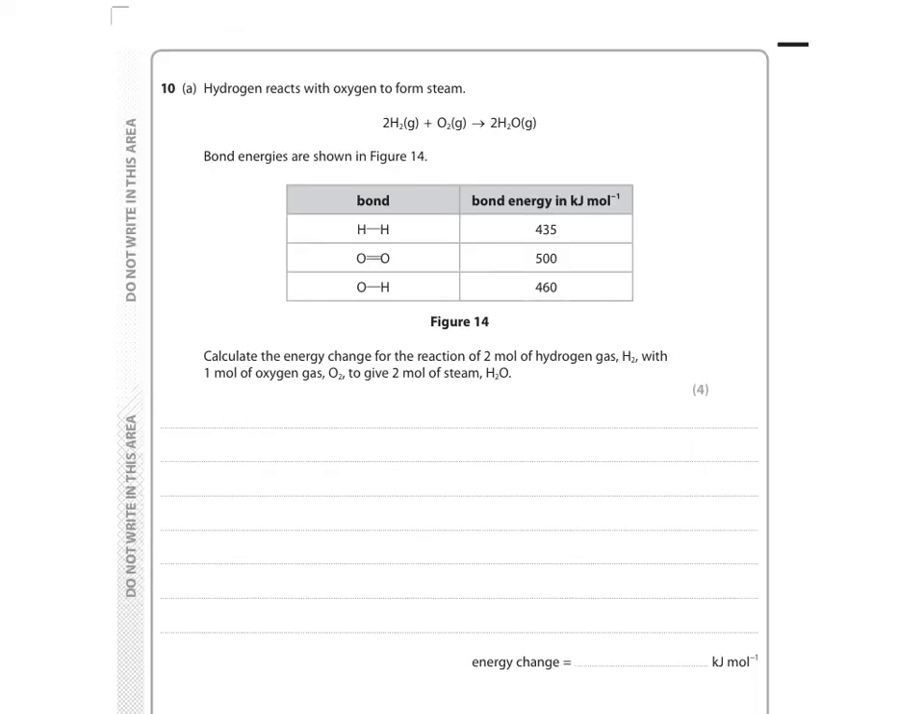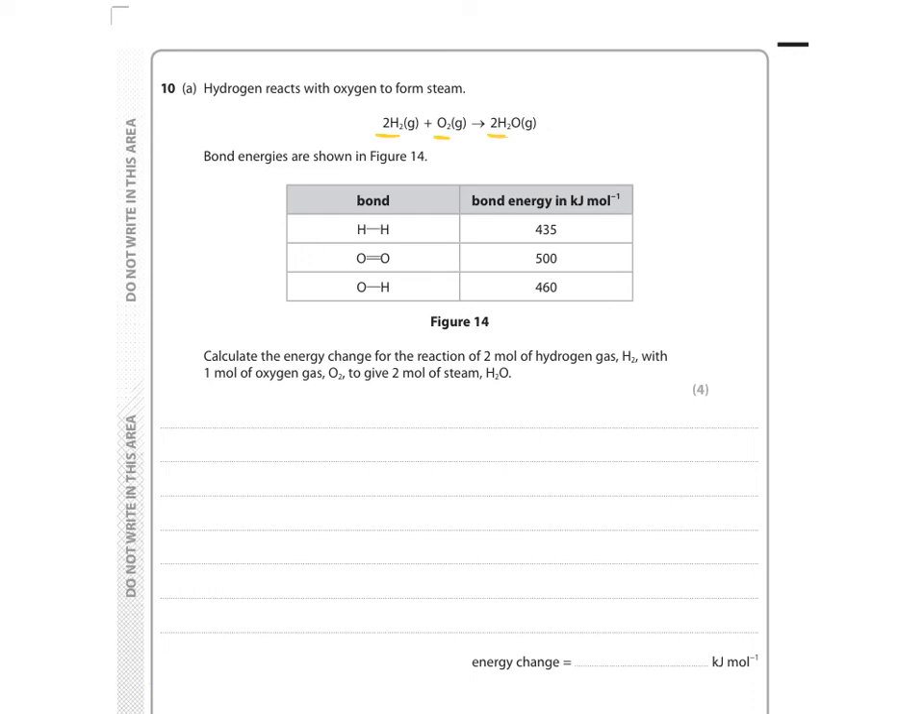Question 10, the first part is a bond energy calculation, and it says hydrogen reacts with oxygen to form steam. Then it gives you a balanced equation, it gives you some bond energies, and it says calculate the energy change for the reaction when 2 moles of hydrogen gas react with 1 mole of oxygen gas to give 2 moles of steam. Well, that's what's given in the equation anyway. So 1 mole of oxygen and 2 moles of water. So in other words, it's calculate the energy for that reaction.